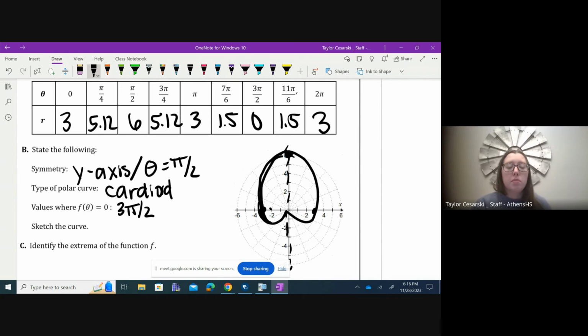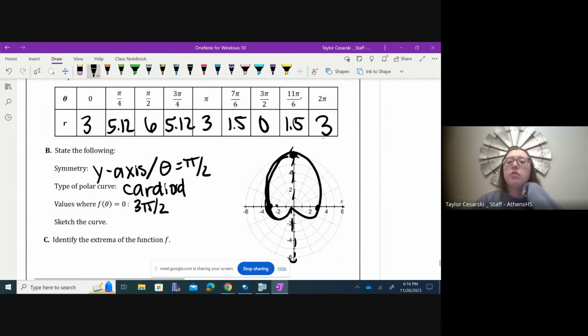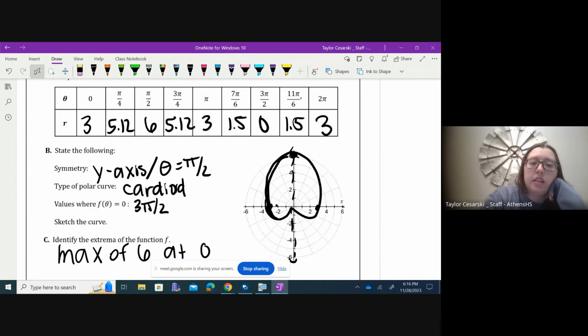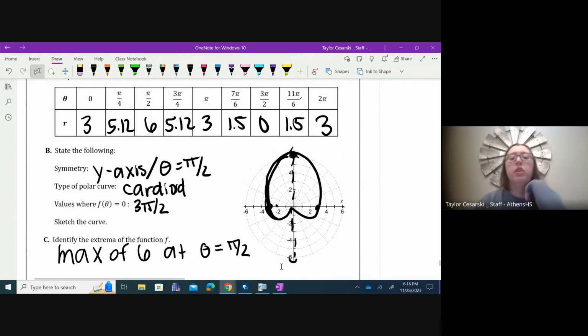All right, so for the extreme, where we're thinking about the maximum distance from the pole, well, that's going to happen at 6. So there's a max of 6 at theta equals pi over 2. Hopefully that notation looks familiar from earlier this year when we did that with max of y at x equals whatever.